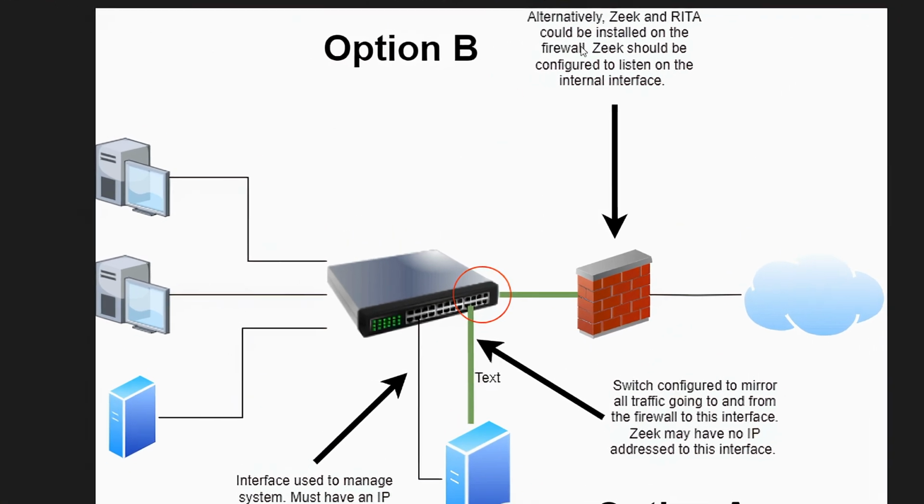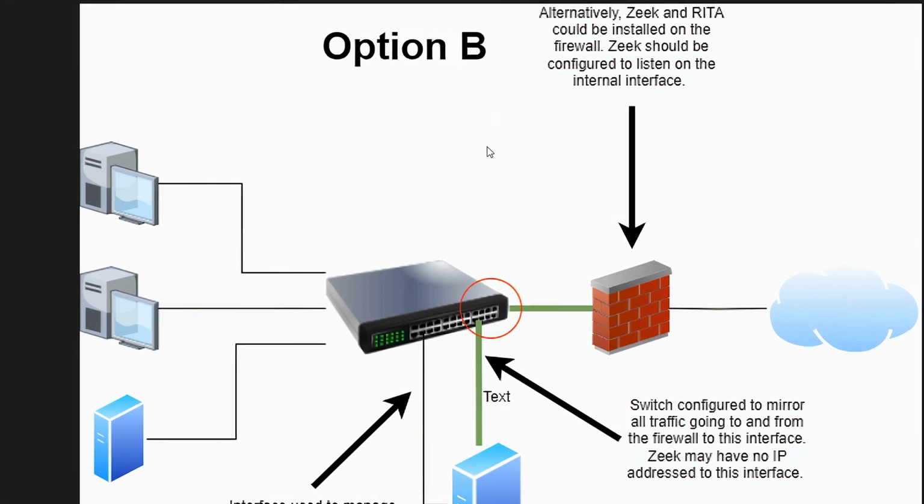With option B, right, let's start with the second option first because that's the easiest. If I have a Linux-based firewall and I can install RITA and Zeek on that firewall, I can just tell Zeek to monitor this internal interface and bang, I'm done. I can do everything on that one box.